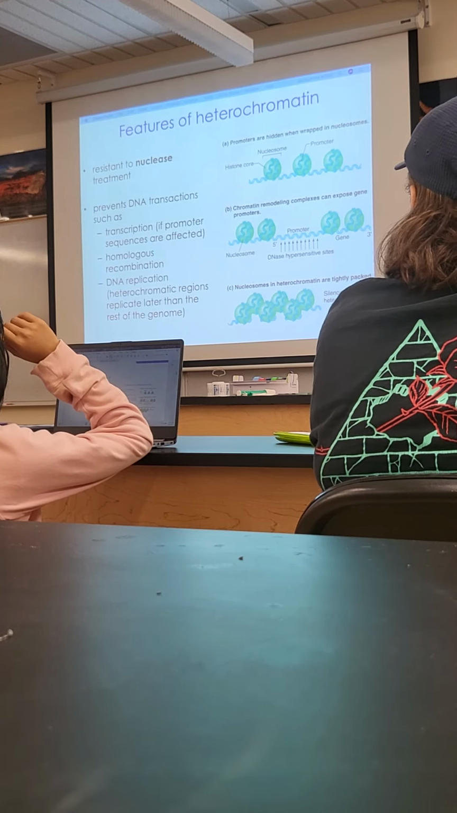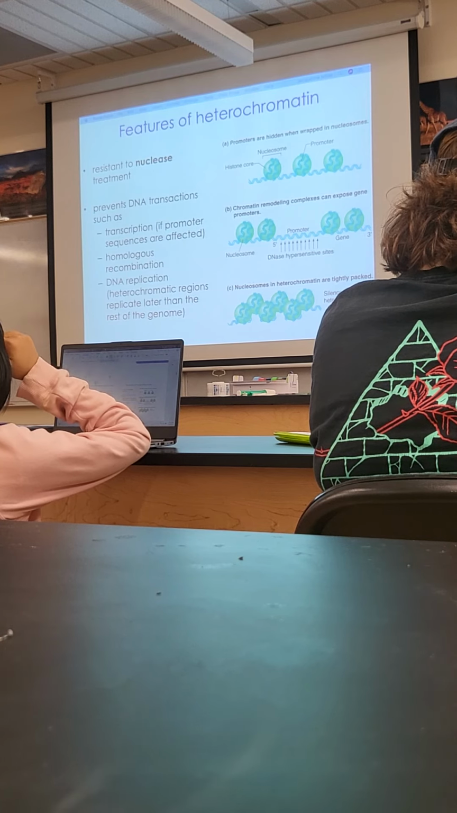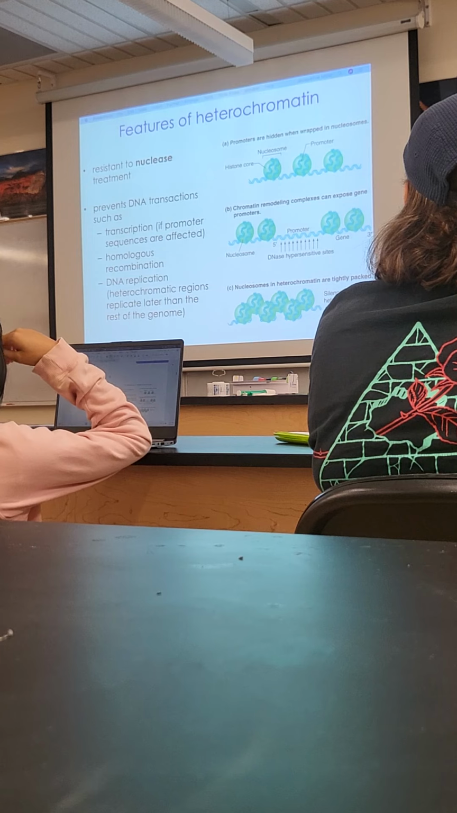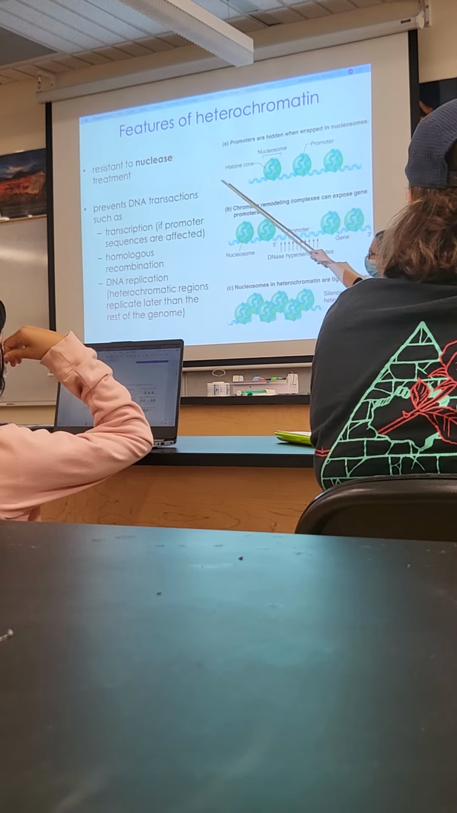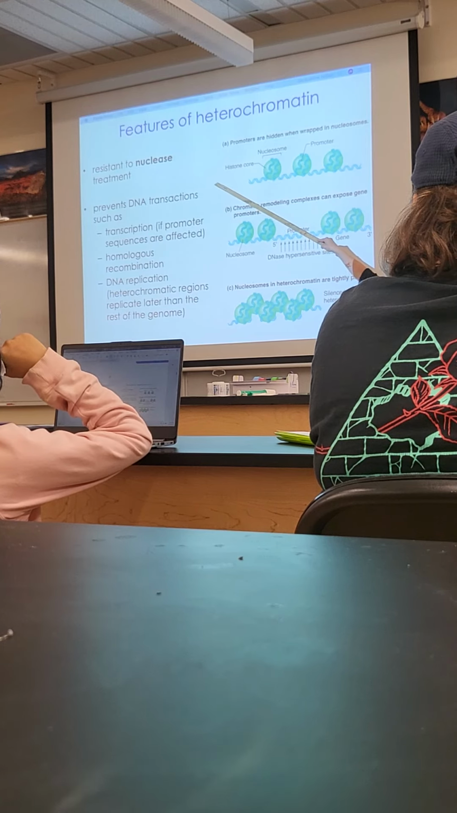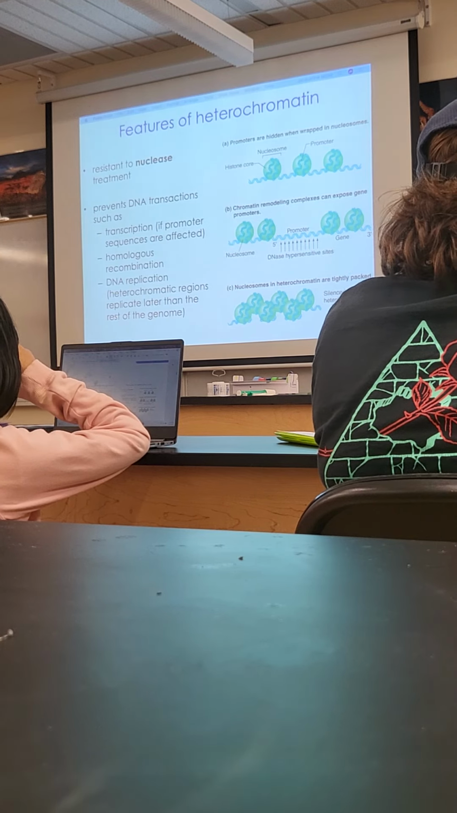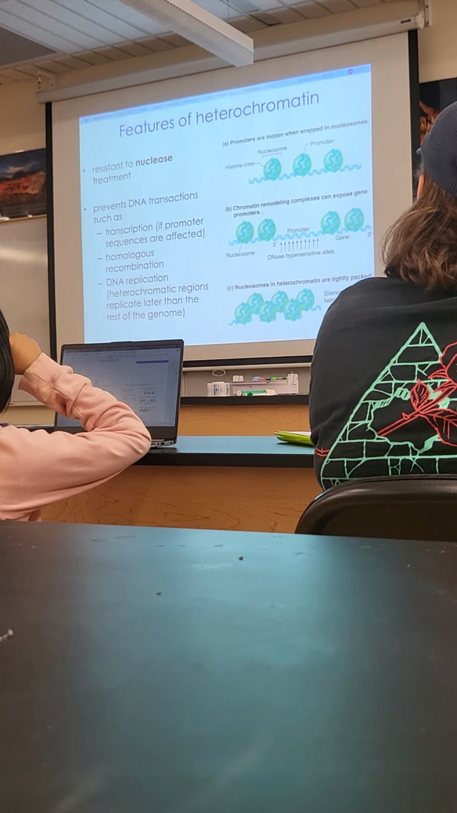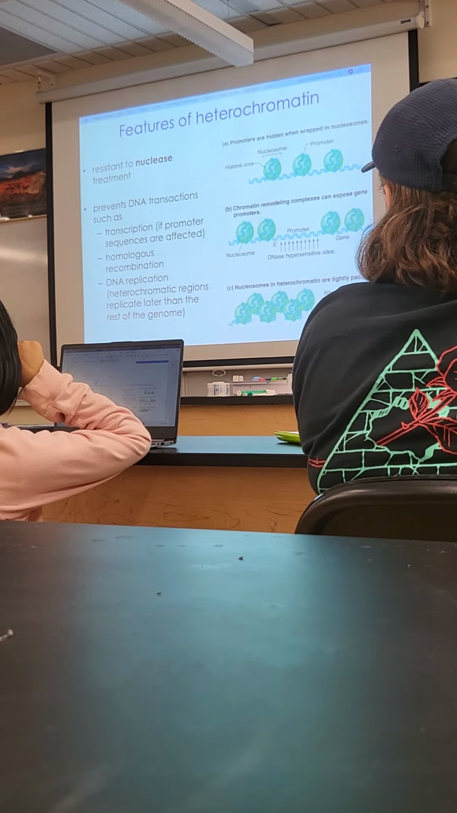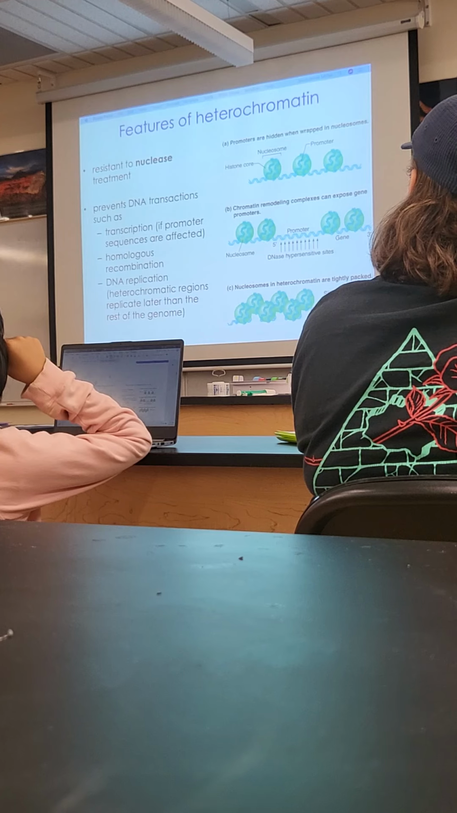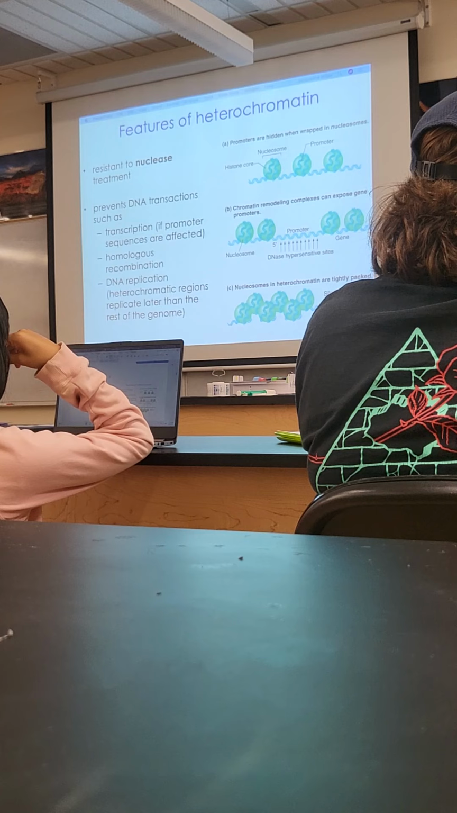Because it is highly packed, it is resistant to basically any enzymes or proteins. They can't penetrate it. A nuclease is an enzyme that will cut up DNA, but your heterochromatin is not going to be accessible, so it's resistant to nuclease. It's also going to be resistant to other proteins like polymerases or even DNA replication. So your heterochromatic regions of the genome get replicated last because you have to unpack them a little bit to get access to them.